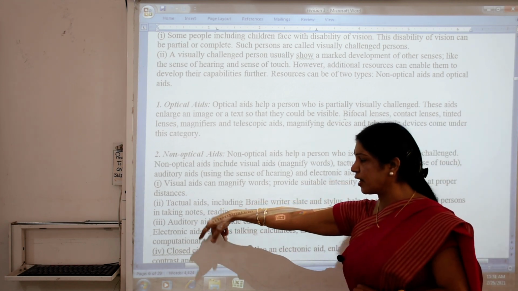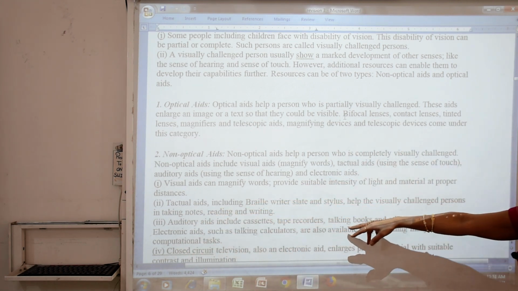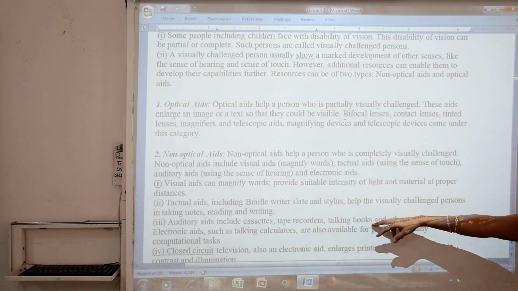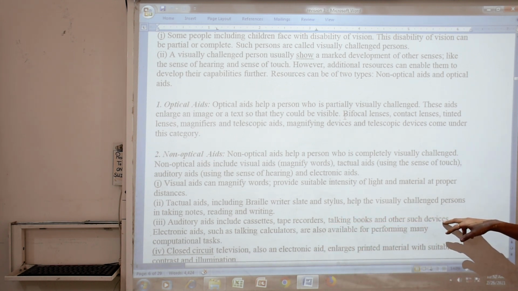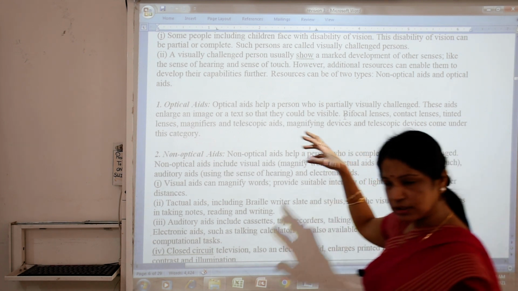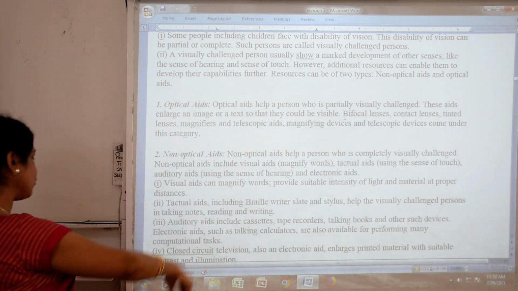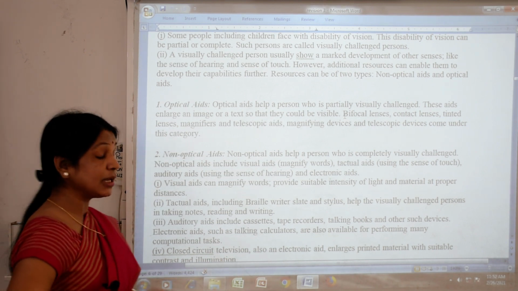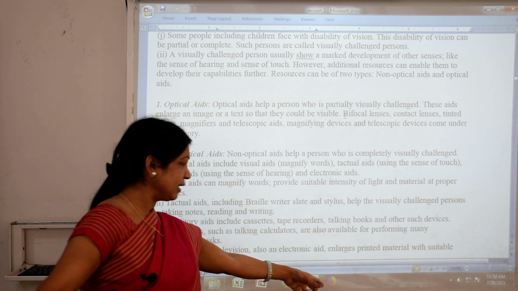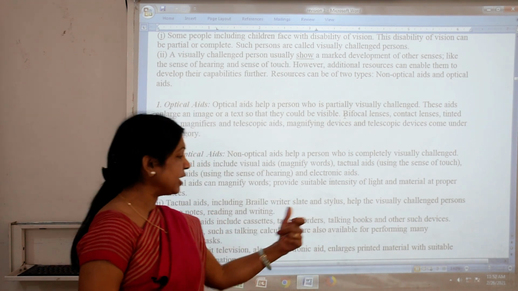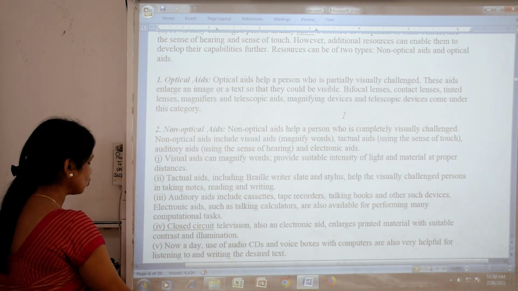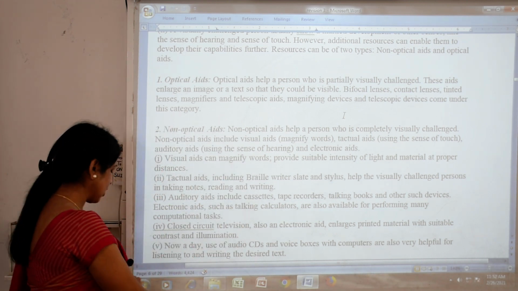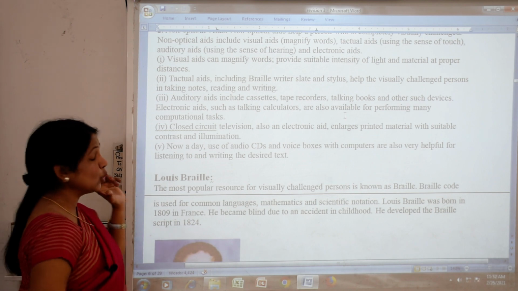Now further, we are going to see that auditory aids include cassettes, tape recorders, talking books or other such devices we can use especially for this type of person. Now closed circuit television is also an electronic gadget, and such aids enlarge printed material with suitable contrast and illumination. Now further, we are going to see Louis Braille.